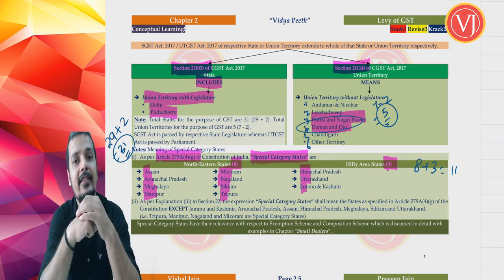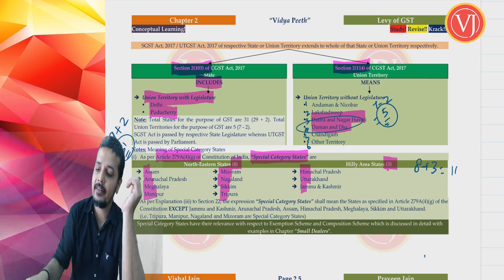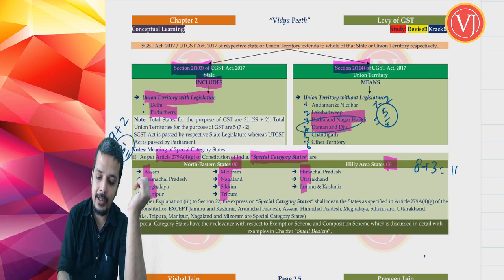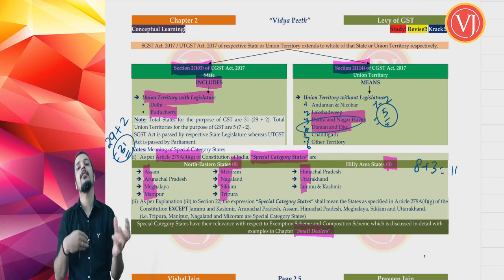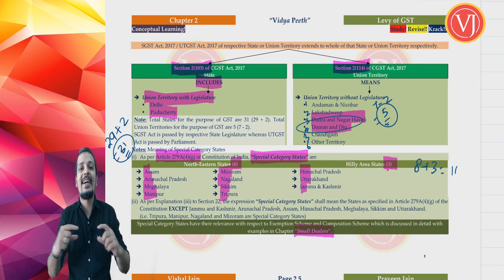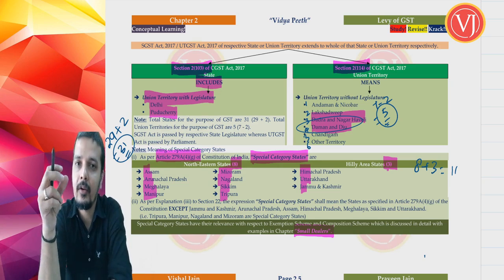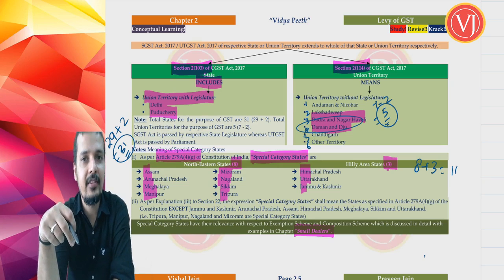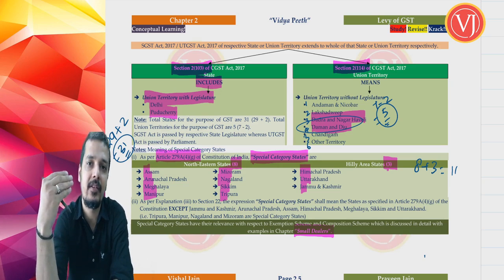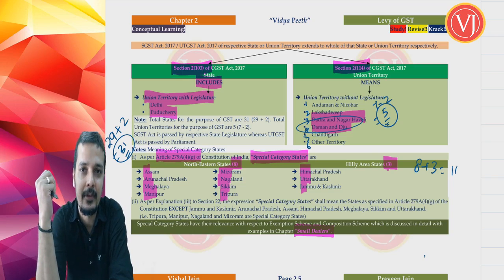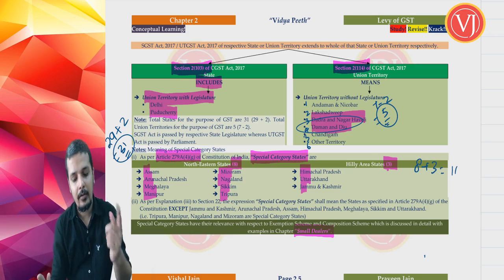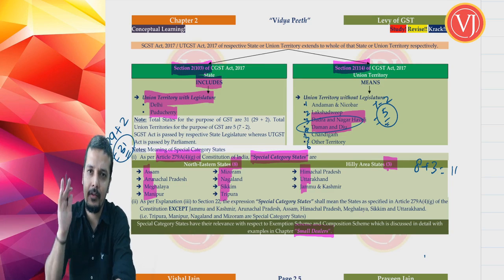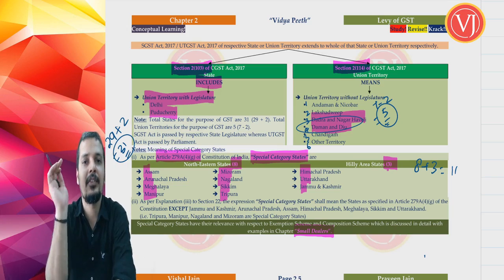Special category states significance will be discussed in a chapter called small dealers. There's a clear-cut note mentioned. Whenever there's a linkage to another topic, you will find that in dark green shade with white wording, telling that though we have discussed it here for some logical reasons, the significance will be understood in another chapter. So as of now, keep it on hold, but remember what special category states are.